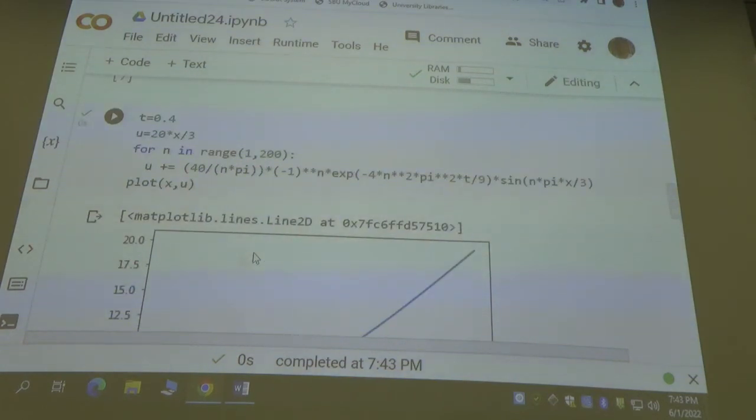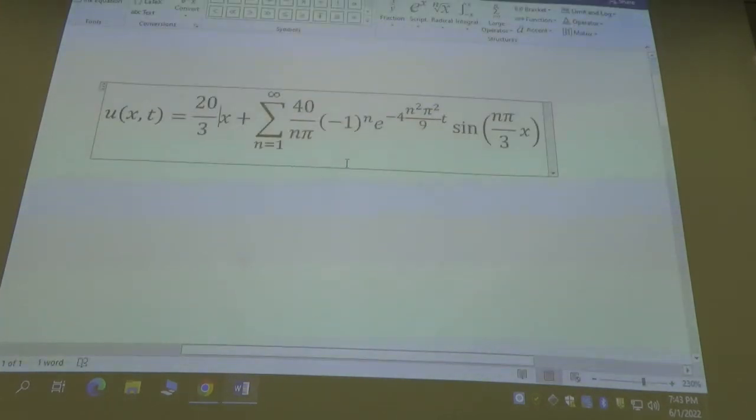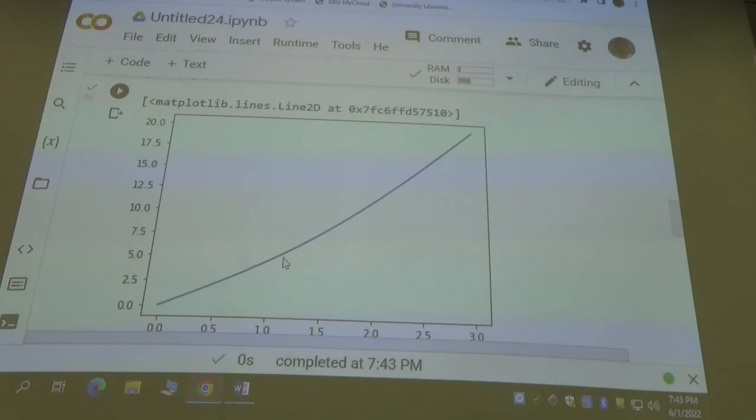Professor? Yes. In this one, what did you plot? In this smooth graph, I plotted this with the value of t being 0.04. 0.4, sorry, 0.4. So it's a graph of x, right? If you give a value of t, you end up with a graph of x. And if you graph it, this is what you get.